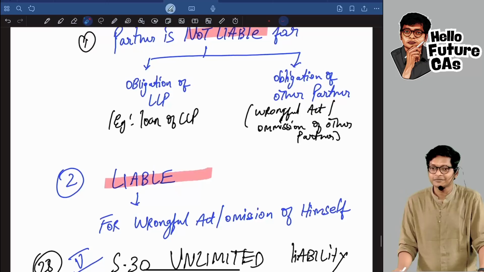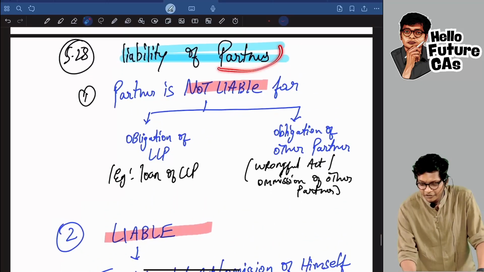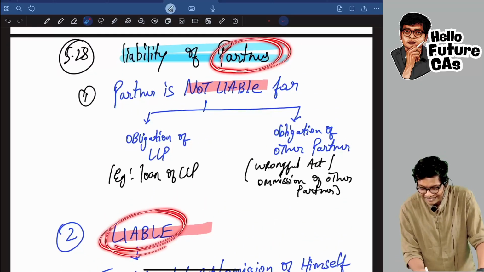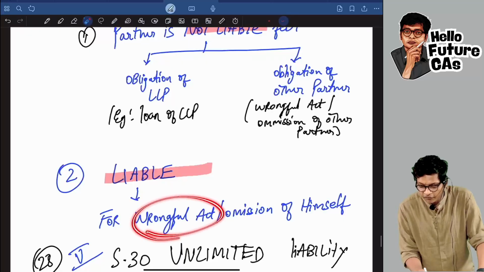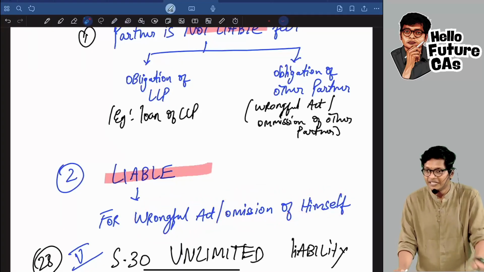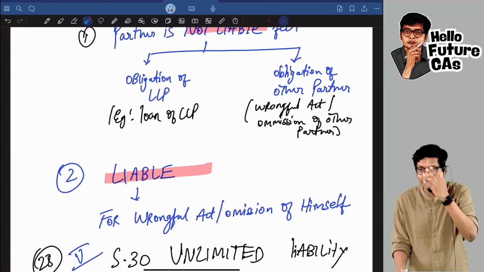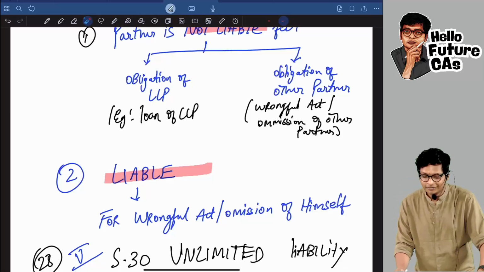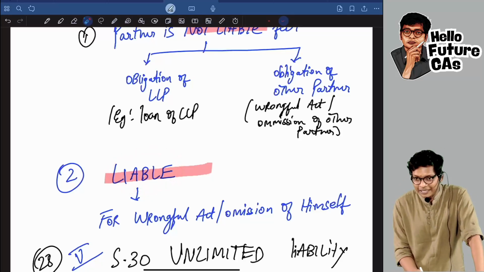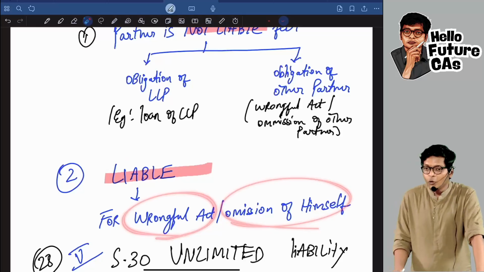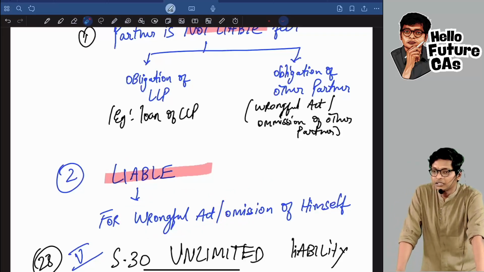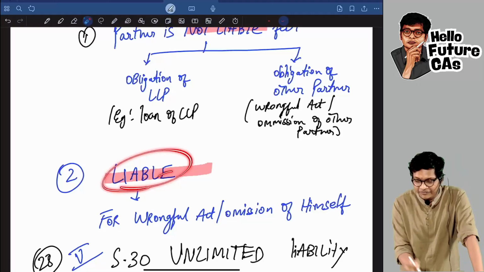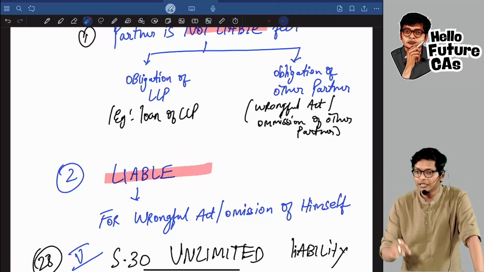Correct? So look at this. Liability of partner. Vishnupriya is liable for wrongful act or omission of himself. Sir, himself and solely her. General Clauses Act: masculine includes feminine. Okay, so liable. So when she is liable for wrongful act or omission of herself, her act. Are you following, guys? So this is the case where LLP is not liable. Are you getting it, guys?